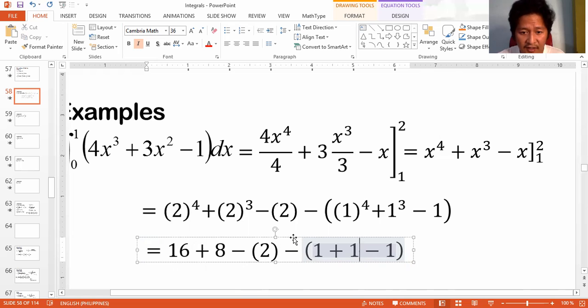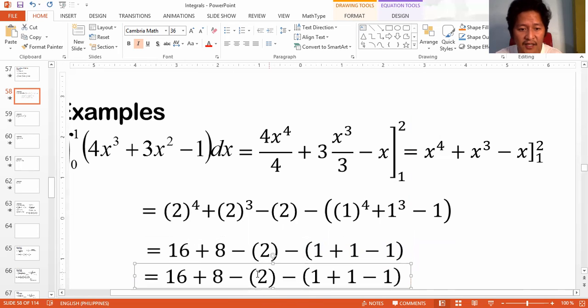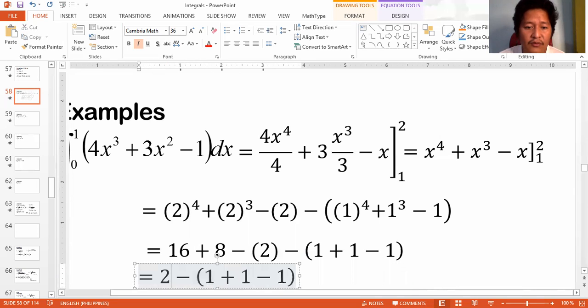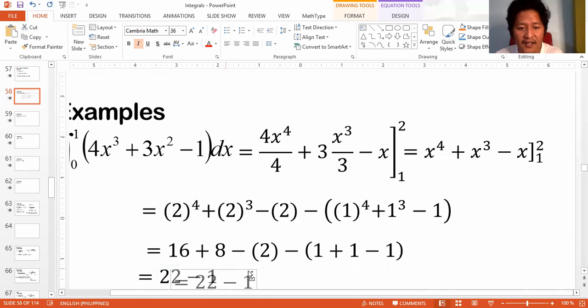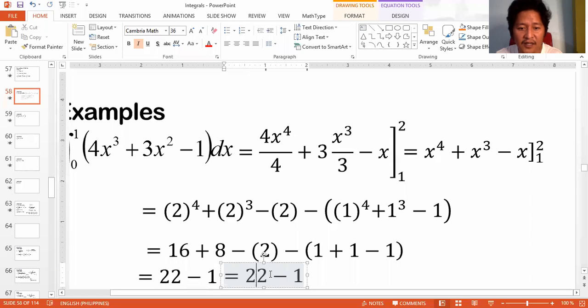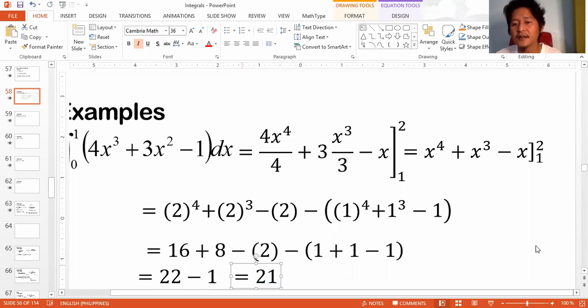And then ayan, something arithmetic na lang to. So 16 plus 8, that would be 24, minus 2, this will now be 22, right? And then this will be 1. Okay, so 22 minus 1, as in inisa-isa pa natin, di ba? So magiging 21 na lang. Okay. Malinaw ba?